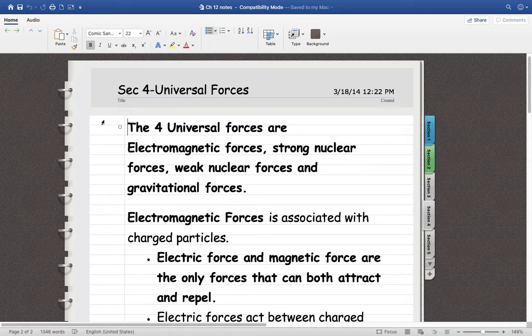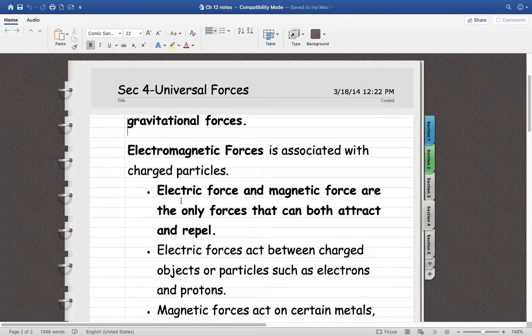All right, so section 4 is universal forces. There are 4 universal forces. One, electromagnetic. Electromagnetic, there's 2 words there: electric and magnetic forces. Strong nuclear forces, weak nuclear forces, and gravitational forces.